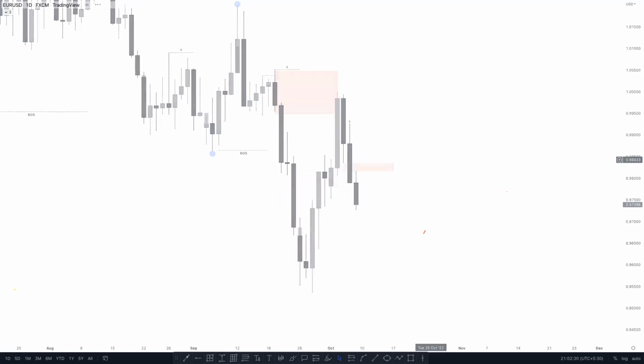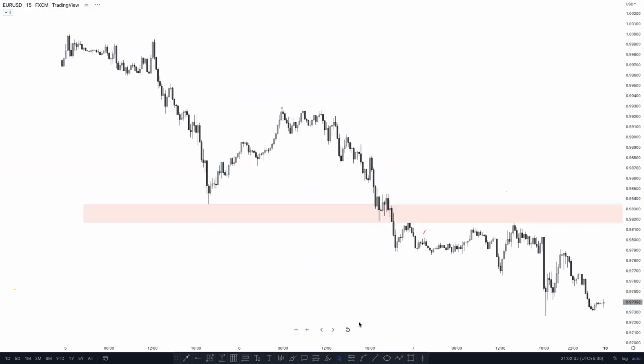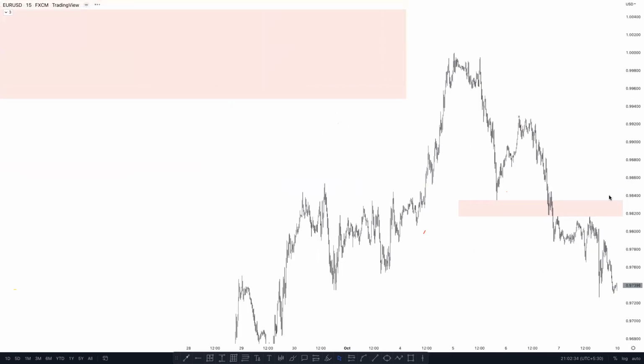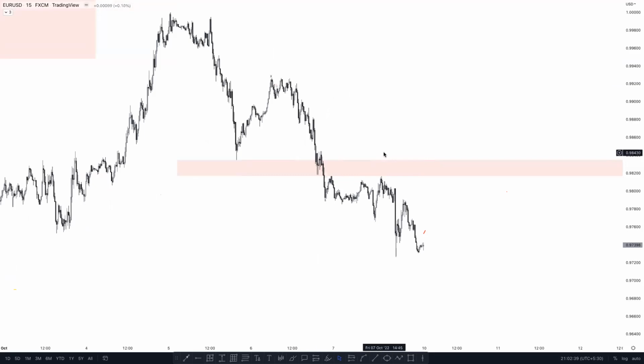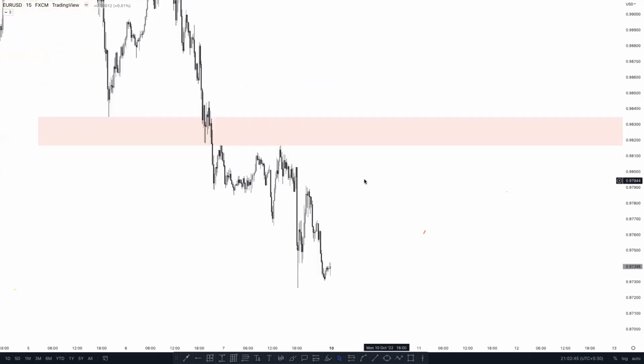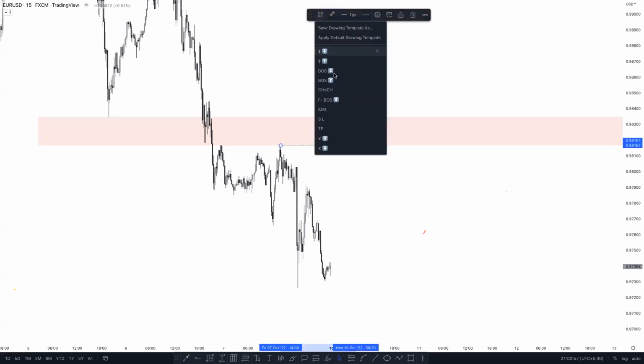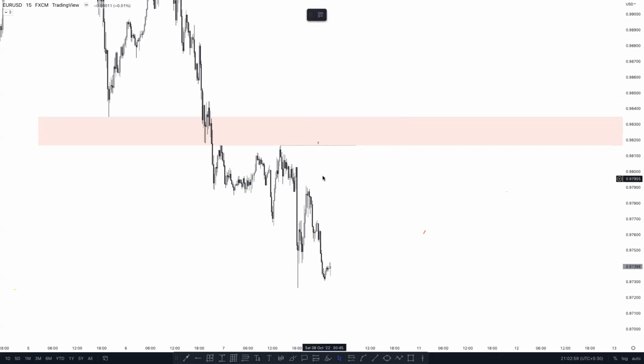If I switch into 15-minute, then we can see a very interesting setup. Market momentum is completely bearish here, right? And we can sell after taking out this high, which is here. This is our previous day high, and this high acts like a liquidity, right? So price must take out this high, then we can sell.